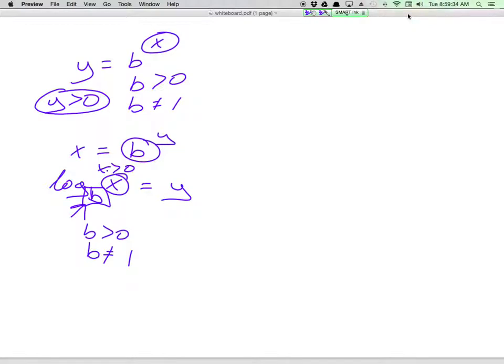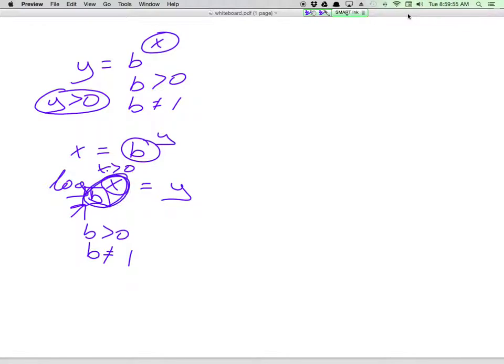Okay? So what do I know about y right here? It can be anything because up here, this x can be anything. So since this x can be anything, that means this y can be anything. Okay? So that's why it's important to know that they're inverses of each other so we can know the restrictions.